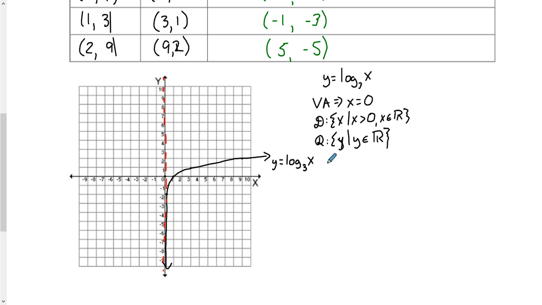And this has an x-intercept of x equals 1. But because of our vertical asymptote being that y-axis, we have absolutely no y-intercept. So now let's look at this y equals negative 2 log base 3 of x plus 4 minus 1.